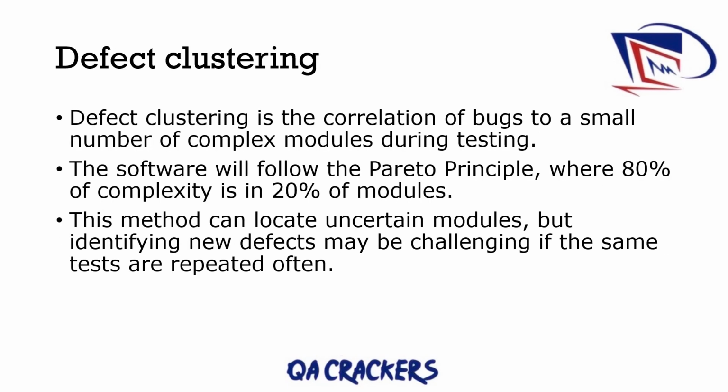Defect clustering. Defect clustering defines that throughout the testing process we can detect a number of bugs which are related to a small number of modules, which can have various reasons, such as the module could be complicated, the coding part may be complex, and so on. This type of software follows the Pareto principle, which states that 80% of complications are present in 20% of modules. With the help of this, we can find uncertain modules, but repetition of the same test has difficulties, hence it will not be able to identify new defects.